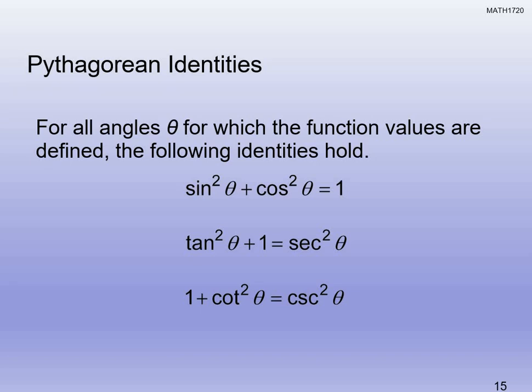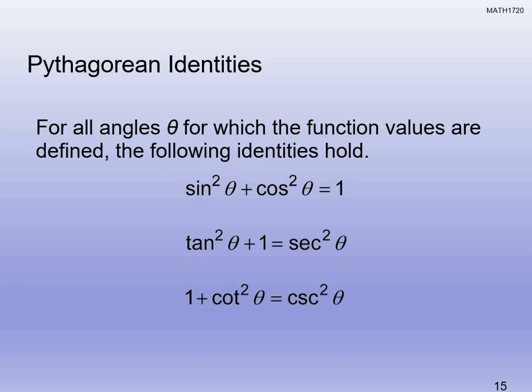Okay, so we're going to use these all the time this semester and next semester. An important one is sine squared theta plus cosine squared theta equals 1. This kind of sounds like what? A squared plus b squared equals c squared? Absolutely. Alright, the next one is tangent squared theta plus 1 equals secant squared theta. And the other one is 1 plus cotangent squared equals cosecant squared theta.